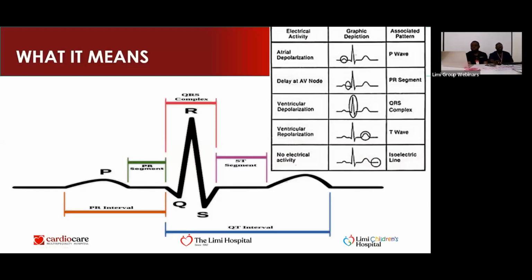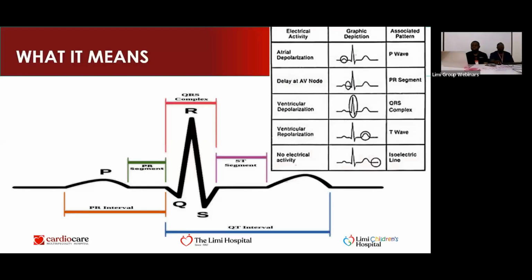Then you see what looks like a W. For the W, you have a first negative deflection called the Q wave. Then you have a positive deflection called the R wave. Then it comes down to a negative deflection called the S wave before coming back to the straight line. That QRS coming together is what we call the QRS complex, and it represents ventricular depolarization. So the P wave is atrial depolarization, or contraction if you want to call it, and the QRS is ventricular depolarization.